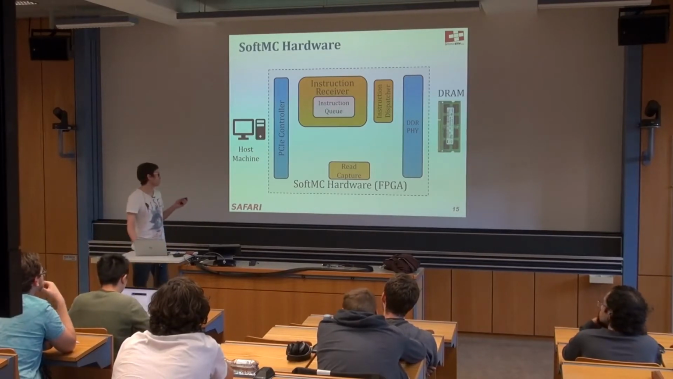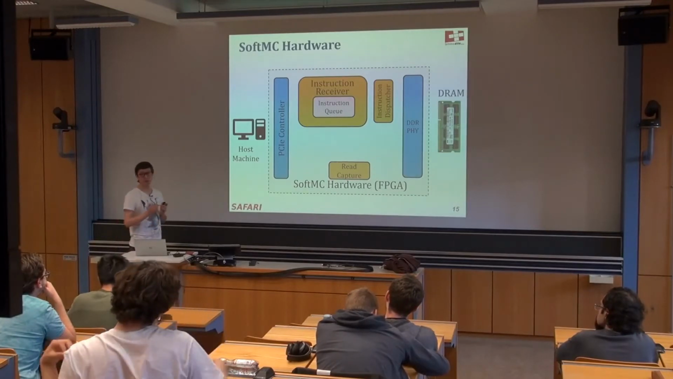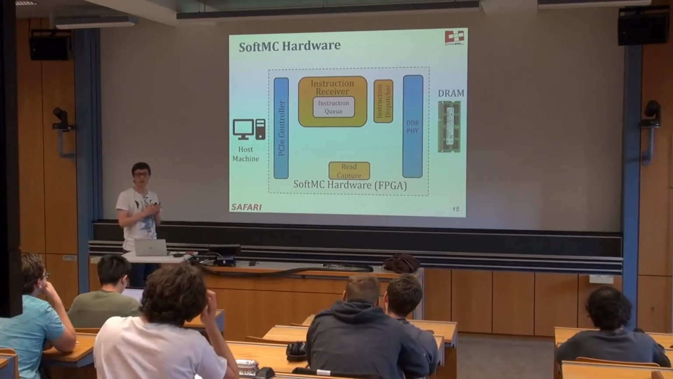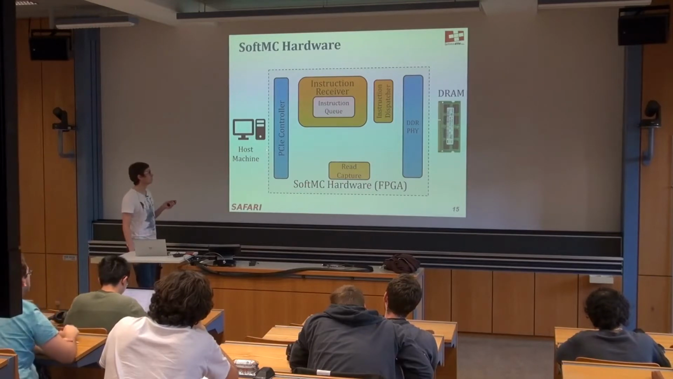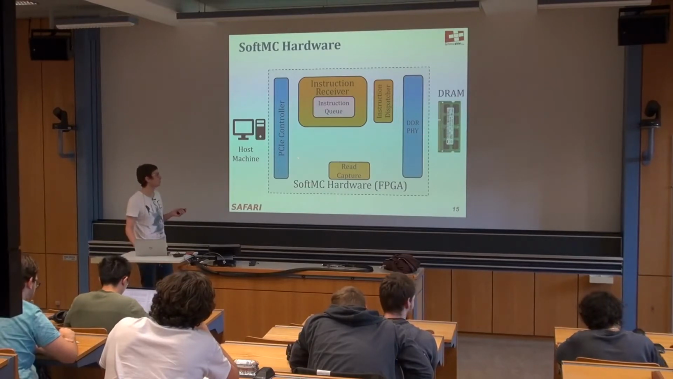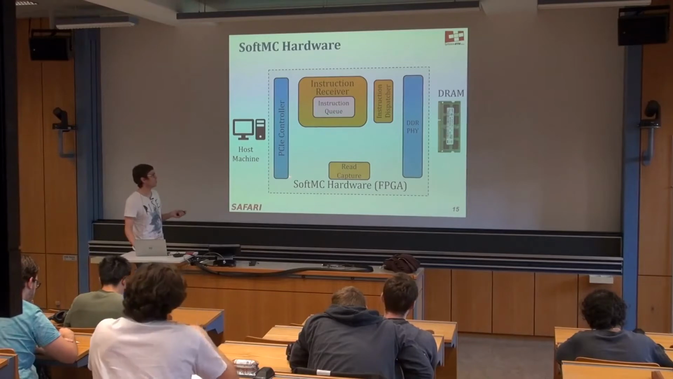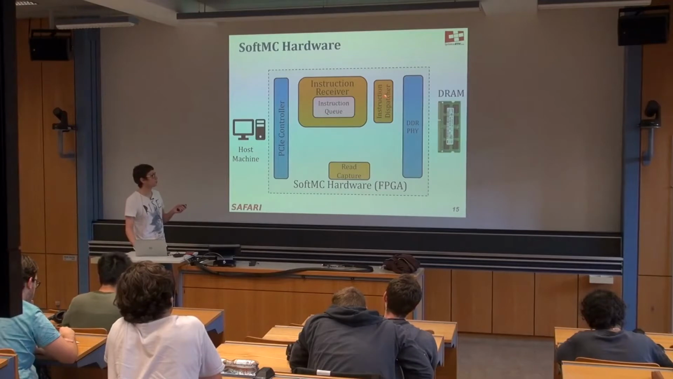Okay, so here we have the host machine. In this slide, I will show you what we have implemented in the FPGA as the hardware part of SoftMC, which is called SoftMC hardware here. This big box is the FPGA, and here we have DRAM, which is connected to the FPGA, and we have our host machine, which has its own DRAM, but we are not using it to test. We have the PCI Express controller here, which communicates with the host machine, and some other structures.